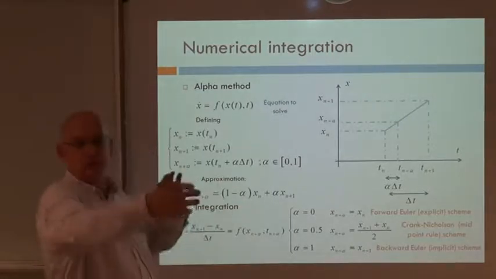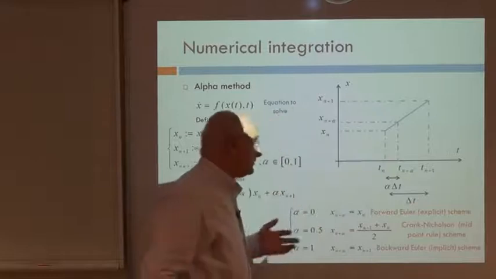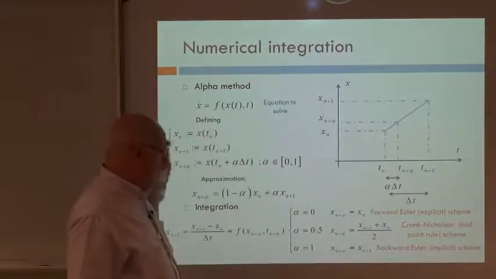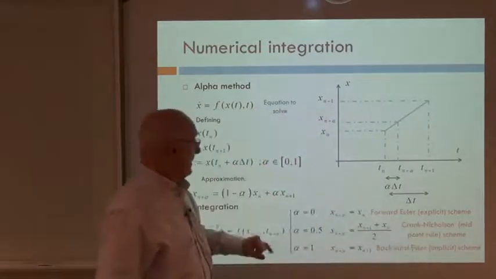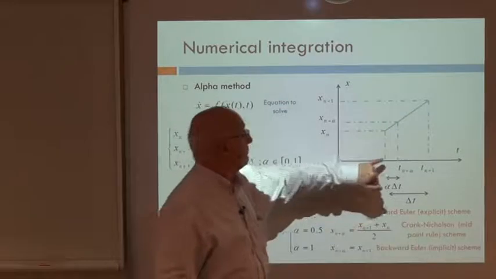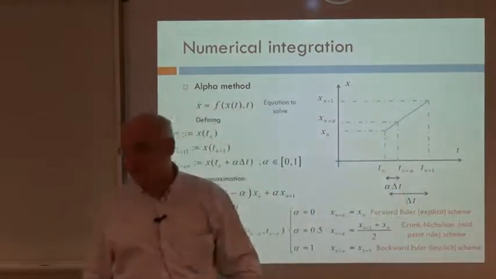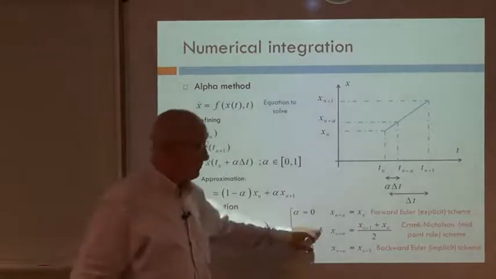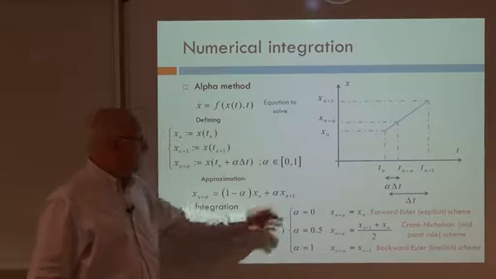Okay, so we have the two limits, and here there is another option, which is quite used, called the Crank-Nicolson scheme, or midpoint rule. Why midpoint rule? Because we just evaluate the right-hand side of the equation at the midpoint of the time interval. So this is for alpha equal 0.5.